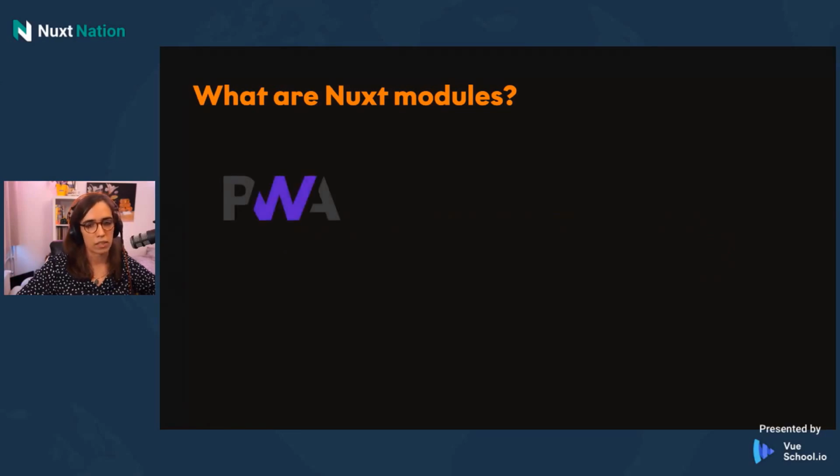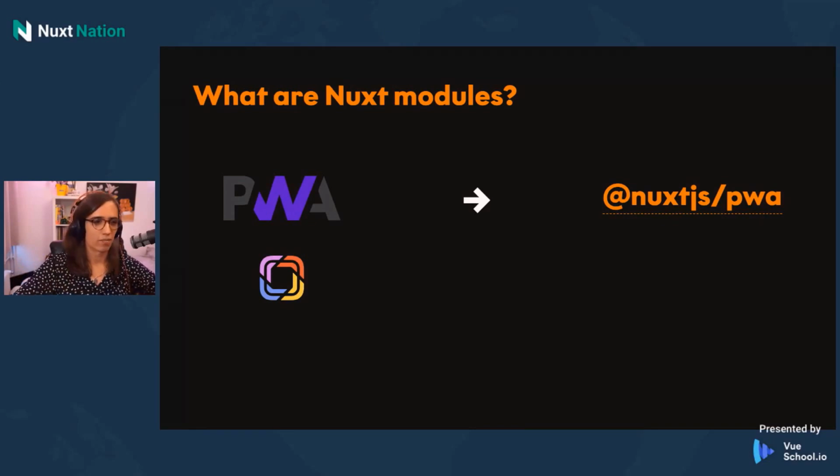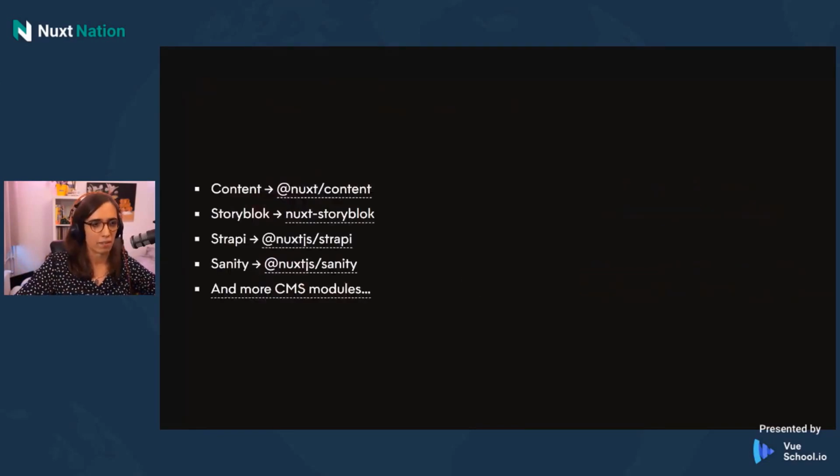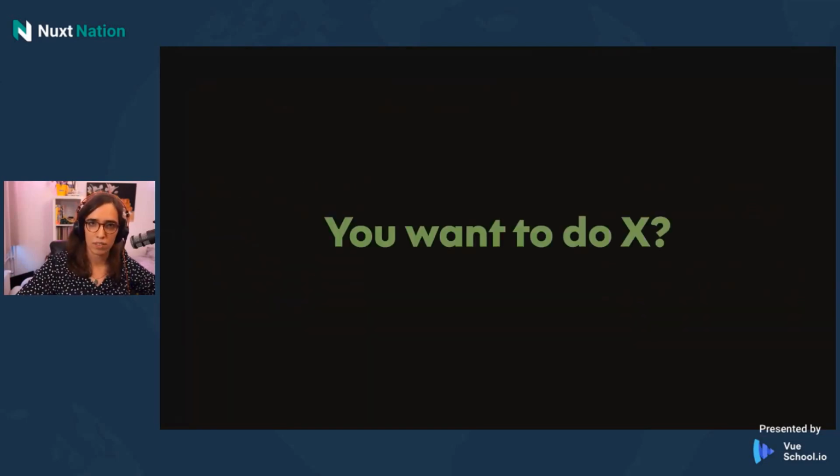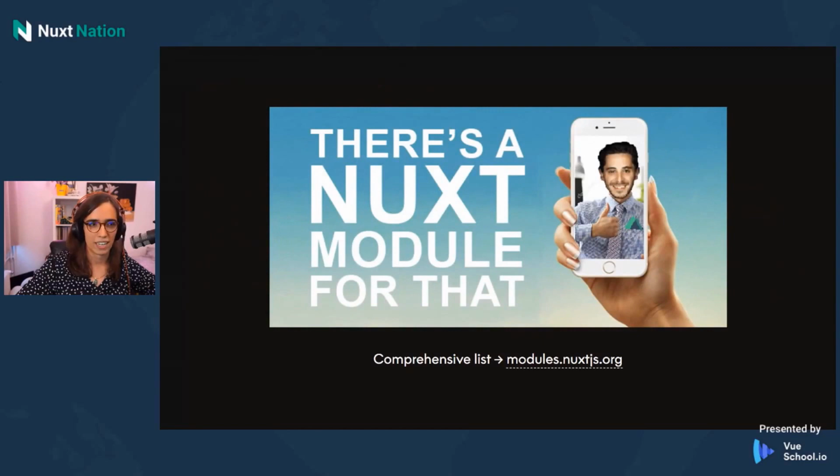Let's say you want to make your website a PWA. Well, there's a Nuxt module for that. It takes care of all the gotchas and is easy to set up. Again, you want to connect to your favorite headless CMS. There's a module for that. It's even maintained by a wonderful person. And well, okay, I got it, I'm biased for this one. There's a module for Prismic out there, so you can go check out any of them. But you got my point. You want to do something? There's a module for that. You can check out a comprehensive list of all modules known at modules.nuxtjs.org.